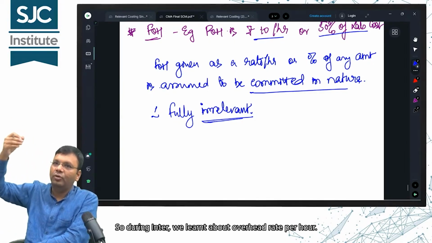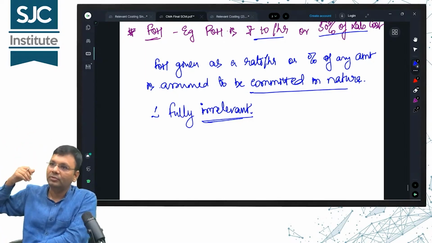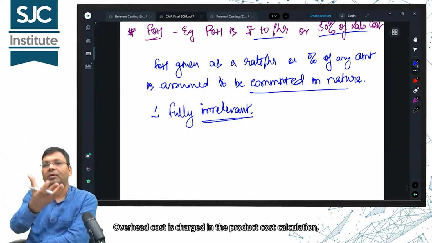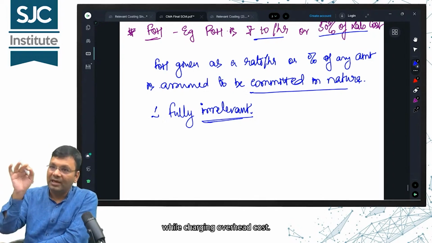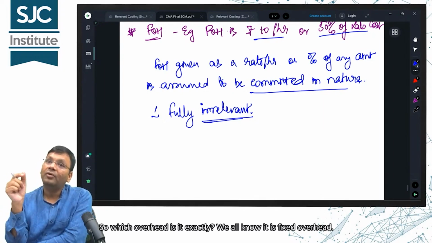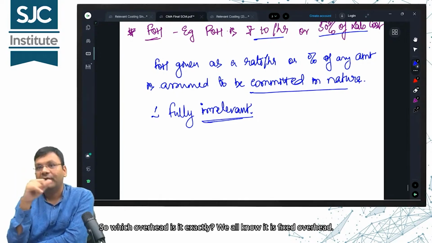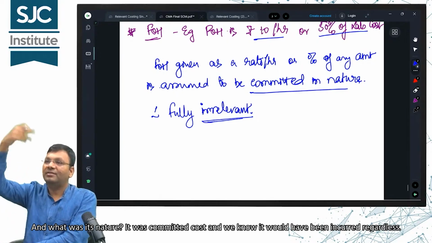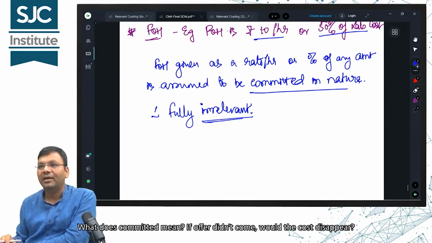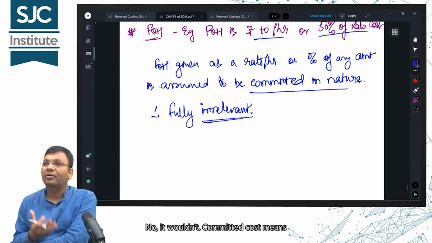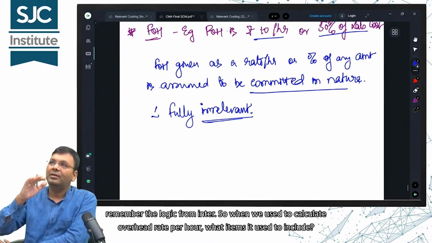So during Inter, we learned about overhead rate per hour. What do we do using that rate? Overhead cost is charged in the product cost calculation. While charging overhead cost, which overhead is it exactly? We all know it is fixed overhead. And what was its nature? It was a committed cost and we know it would have been incurred regardless. What does committed mean? If the offer didn't come, would the cost disappear? No, it wouldn't. Committed cost means, remember the logic from Inter.